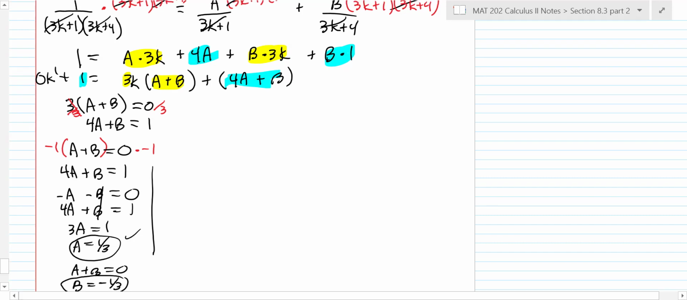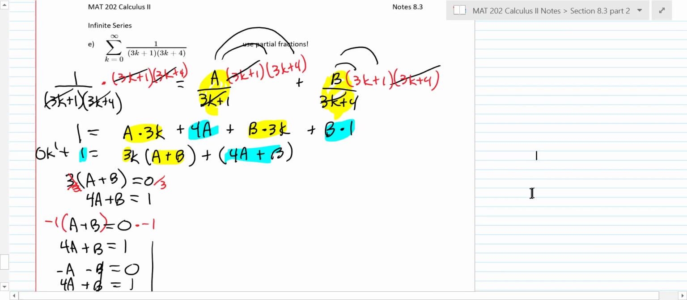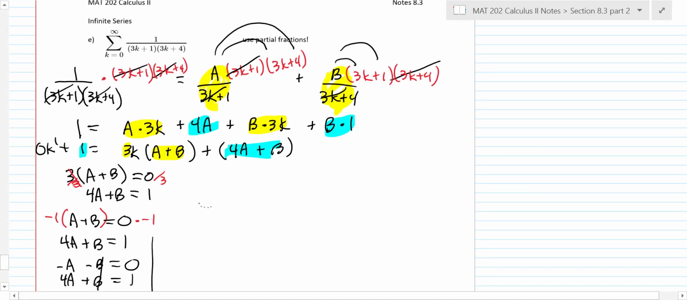Okay, so if we go back to the beginning, here's what we're looking at. We're looking at this and we're looking at this. So I'm going to change this series to this format and we'll see what we have. So we have a series, k equals 0 to infinity. Now we're going to have A over 3k plus 1.